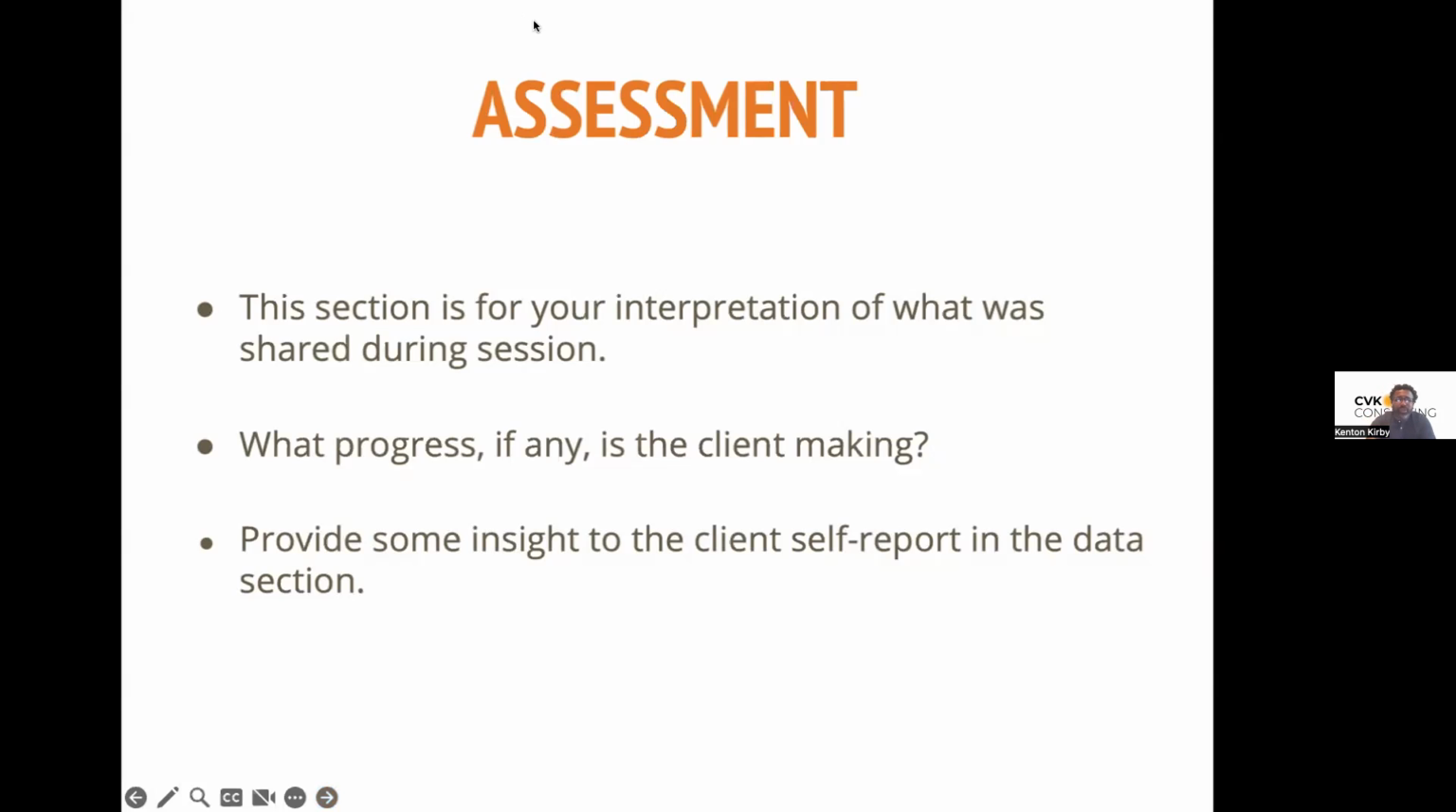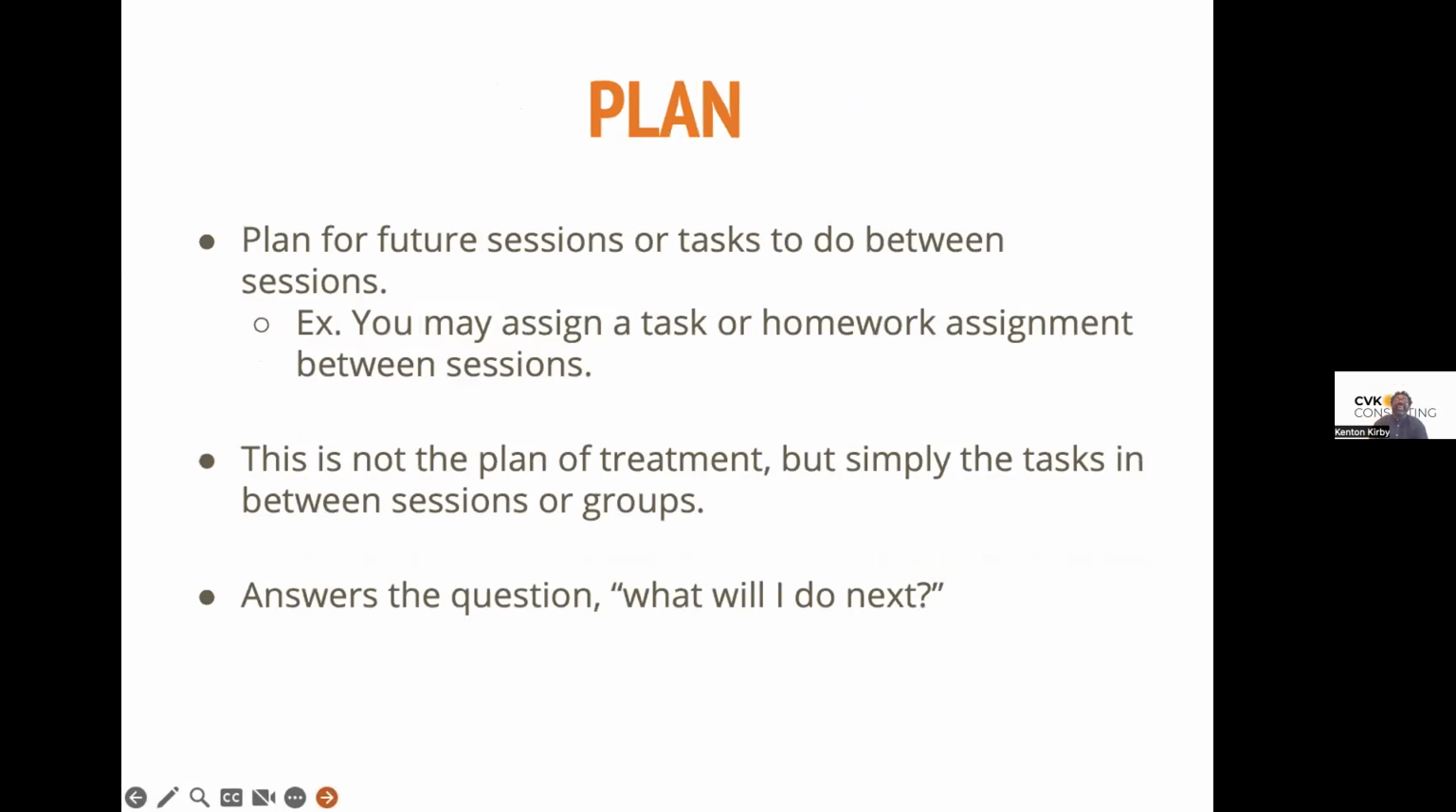So let's see what's going on in the chat. Quotes as much as possible. Yep, quotes can be helpful. Yep, it's really helpful. And then the plan. I love the plan. I love the plan at the end, because the plan also gets you ready for the next session.